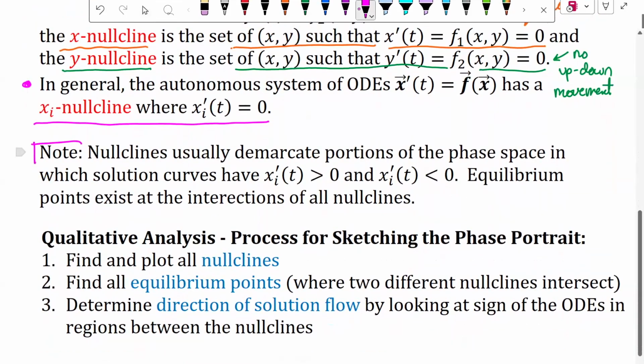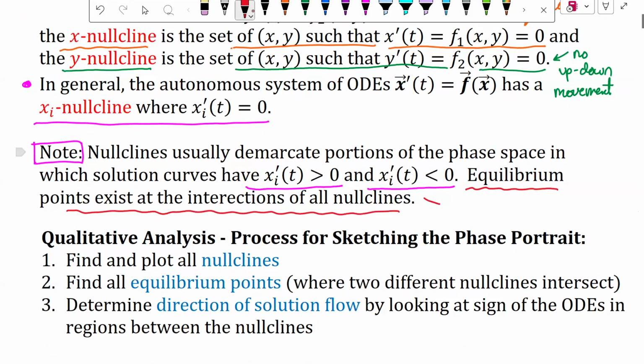Note, by the way, that the nullclines usually separate portions of space where the solution curves have either the state space derivative positive or the state space derivative negative. The equilibrium points are all going to exist at the intersection of all the nullclines. So, for example, with n states, we need to find where all n nullclines intersect in order to have an equilibrium point.